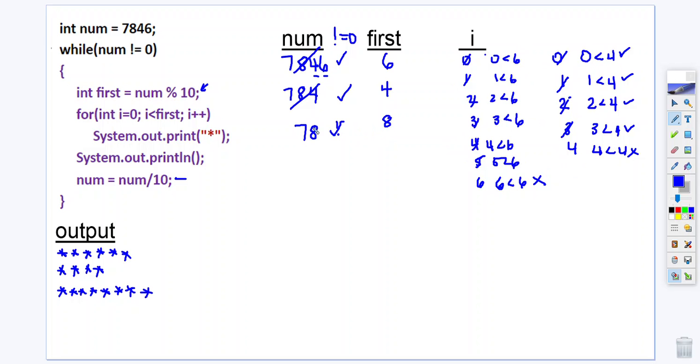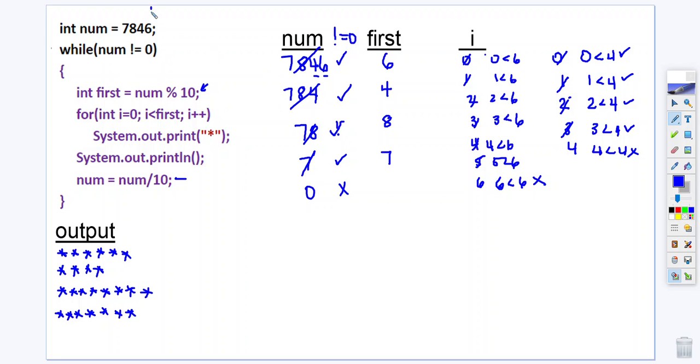All right, and then I'm going to do 78 divided by 10. And I'm going to test, is it true that it's not equal to 0? And that's true. And so my first value is going to be 7 mod 10, which is 7. And so again, I predict that this means I'm going to print 7 asterisks, which at this point is not really a prediction because I've kind of shown that. And then I'm going to do num equals num divided by 10. 7 divided by 10 is 0. 0 does not equal 0 fails. And so my outer loop fails. And so this will be my output.